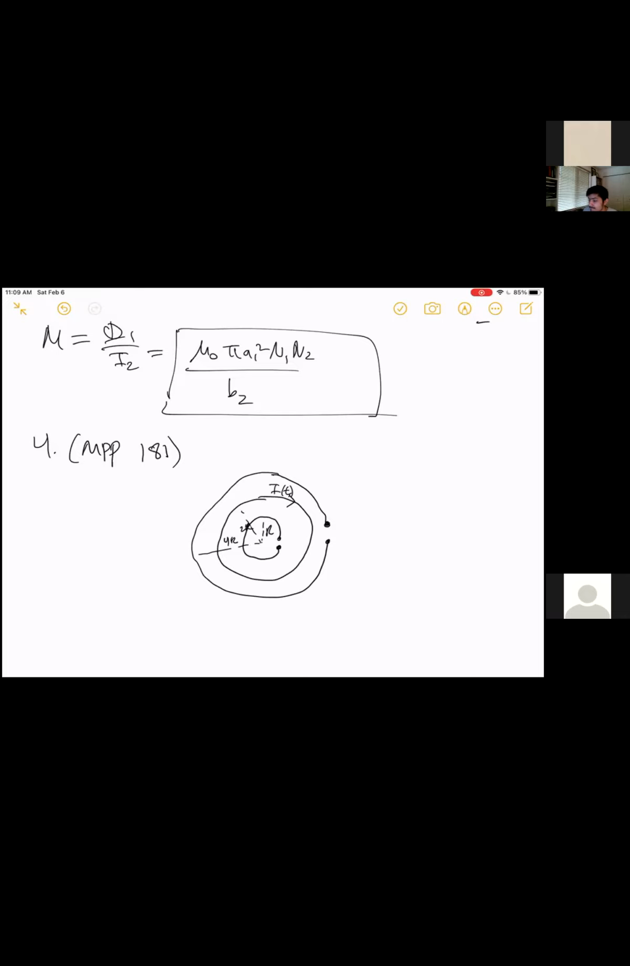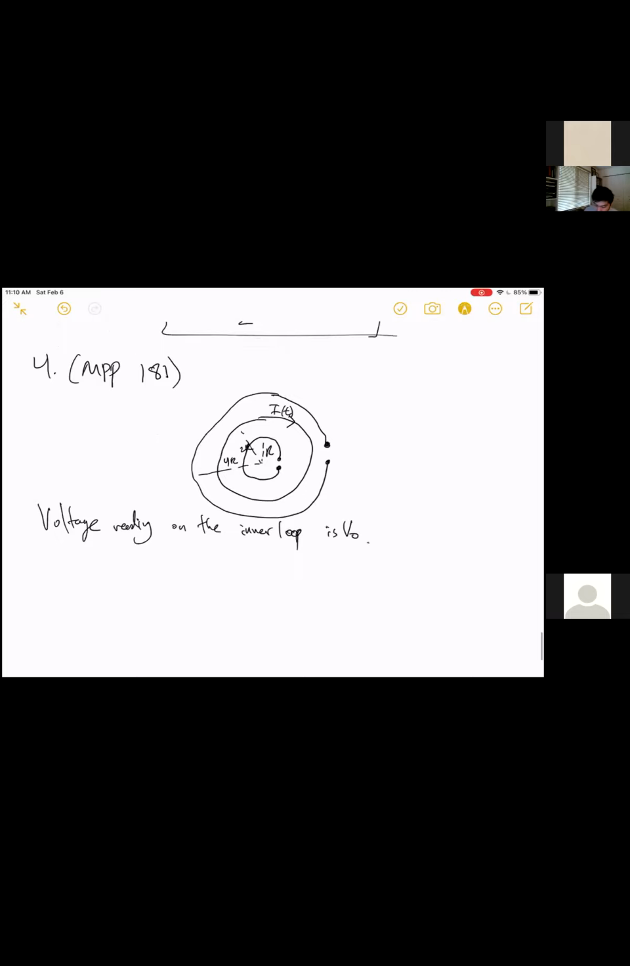And at a certain point in time, the voltage reading on the inner loop is V0. So if I put a voltmeter across the 2 nodes of the inner loop, I get V0. So what is the voltage reading on the outer loop?